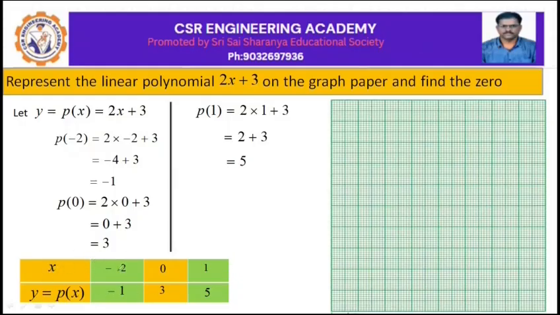At x is equal to minus 2, the corresponding value of the polynomial is minus 1. At x is equal to 0, the value of the polynomial is 3. At x is equal to 1, the value of the polynomial is 5.